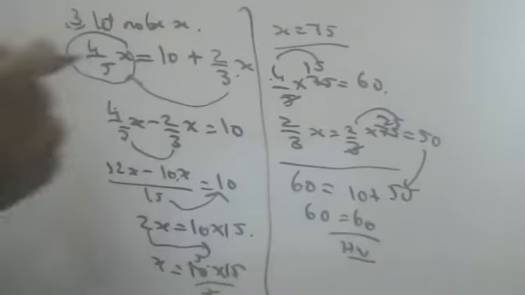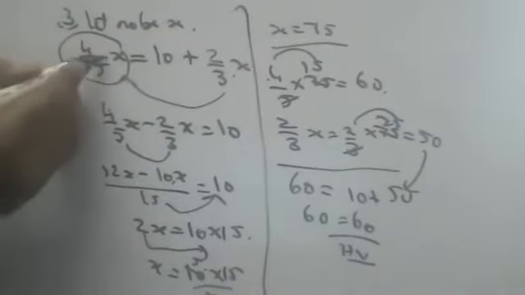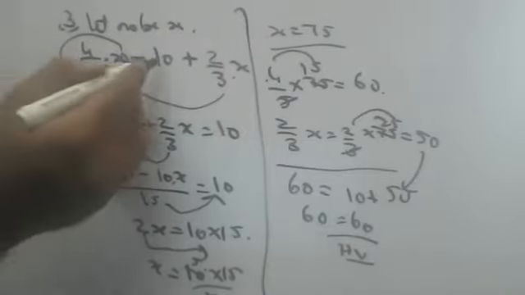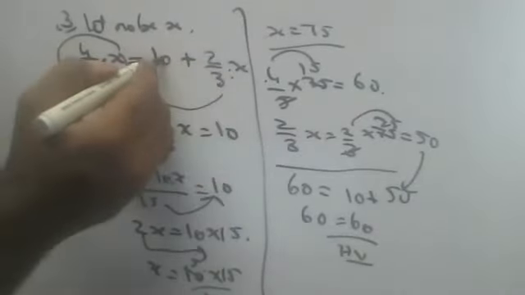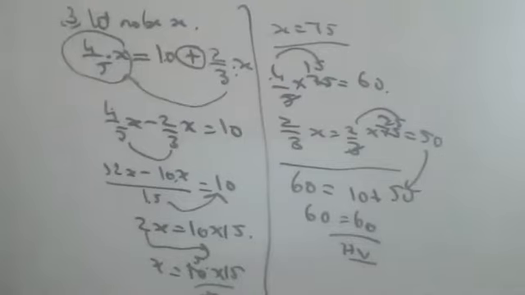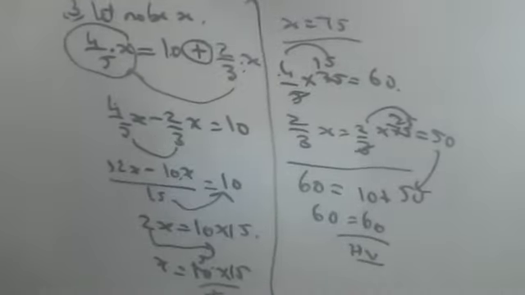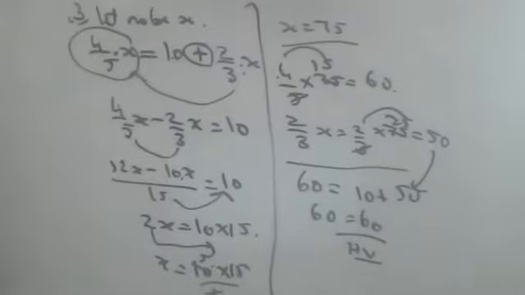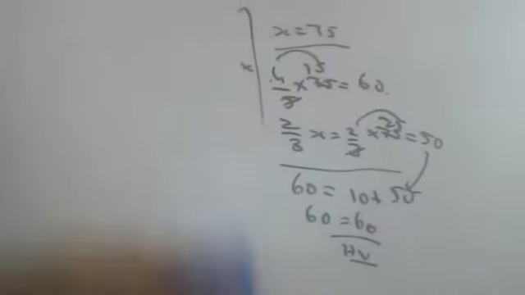Children, 4/5 of a number means times, means into. If nothing is there, into. Is 10 more than 2/3 of a number. 10 more. More means plus, children. Times means into. More means plus. Increase means plus. Decrease means minus. Times means into. Of means into. Okay, children, how many word problems you do, that much strong you will become, children. Third sum is over. Next.